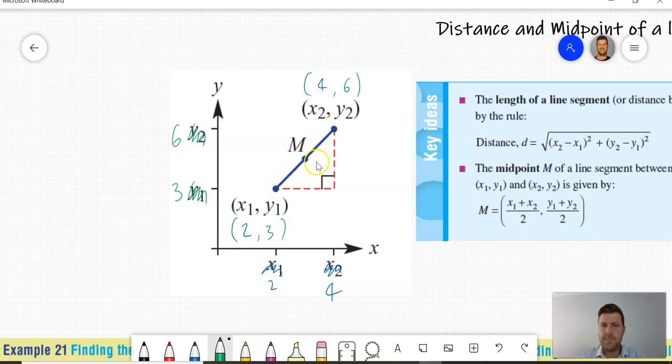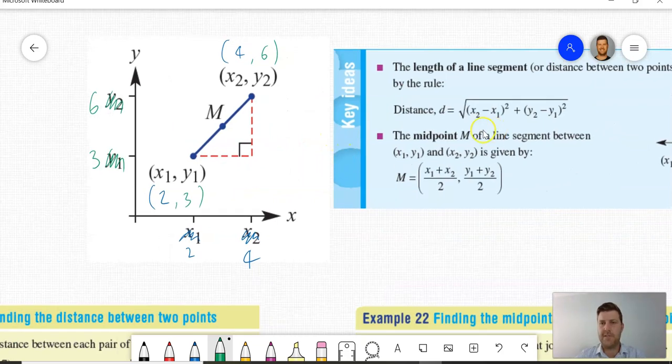And the midpoint is basically the halfway point. That's the capital M there. The midpoint is the halfway point along that line segment, or the halfway point between those two sets of coordinates. And that's where these formulas come from. And you can see all these x2, x1, y2, y1 in both those formulas; they're taken straight from that image there.